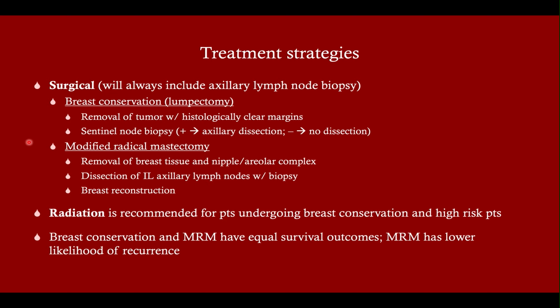The modified radical mastectomy is removal of breast tissue and the nipple, and then you may do a dissection of the axillary lymph nodes, and then breast reconstruction as elected. Radiation is recommended for patients that are getting a lumpectomy as well as high risk patients. And then this is an important fact here that you'll want your patients to know. Regardless of whether they choose a lumpectomy or a mastectomy, the survival is the same.